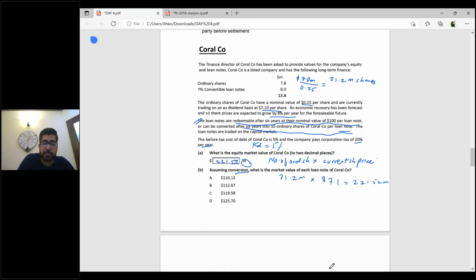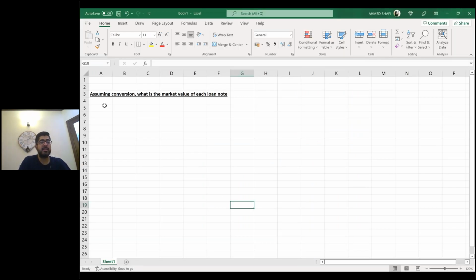This is a very mark scoring part, so please pay attention. What is the definition of market value of loan note? Please pay attention.